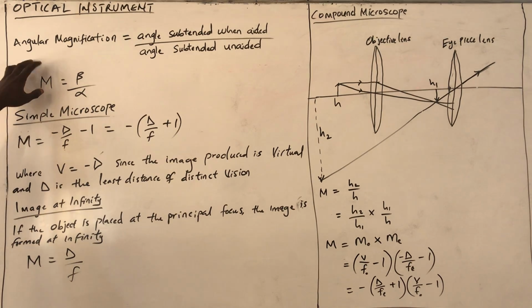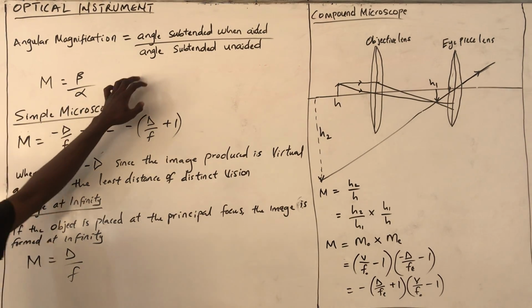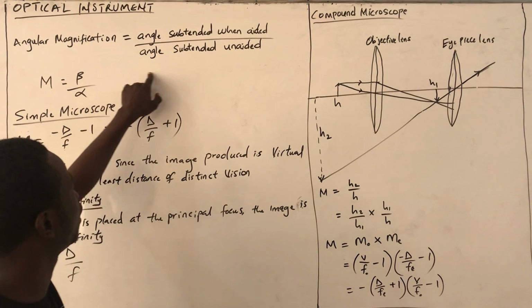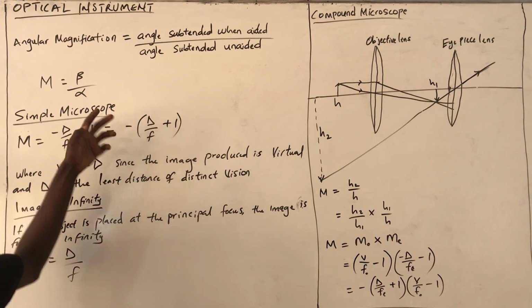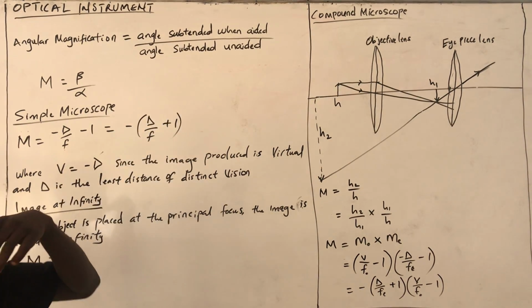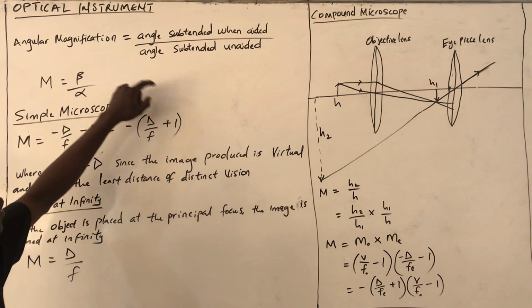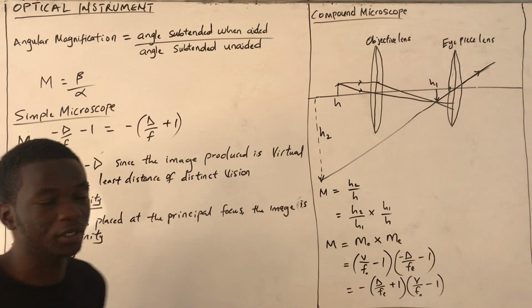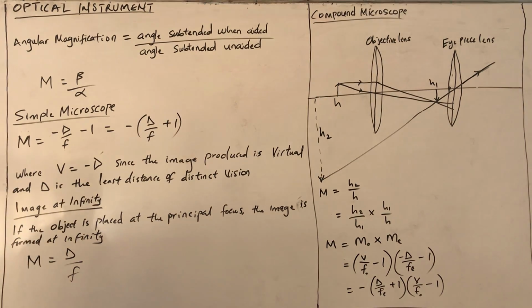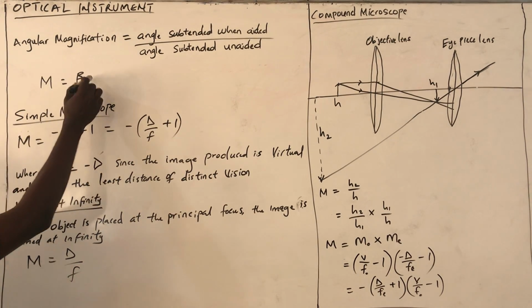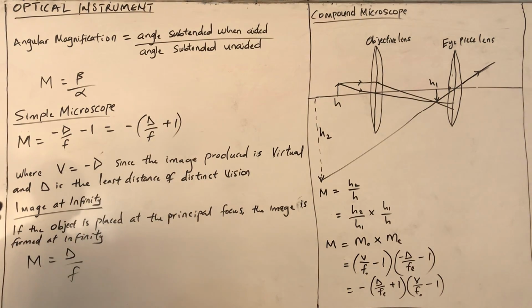Now we have what we call the angular magnification. We did linear magnification before in the previous videos. Now angular magnification is just the angle subtended when aided over the angle subtended unaided. That is, when using the microscope, the angle subtended between the eyes and the lens, over the angle subtended unaided, that is just the normal eye when viewing it. So we have that n is equal to beta over alpha, where beta is the angle subtended when aided and alpha is the angle subtended unaided.